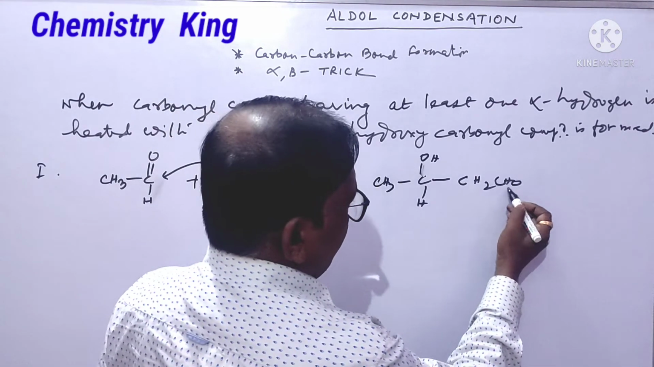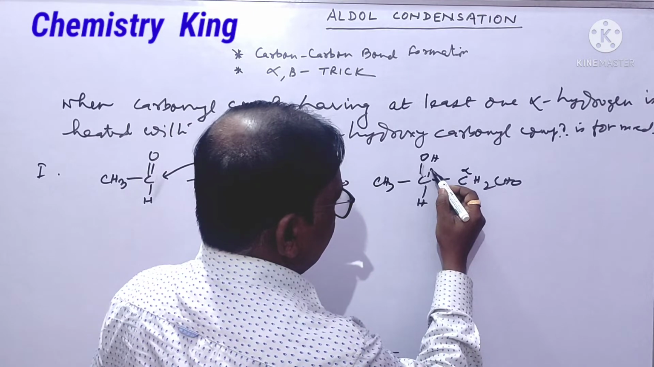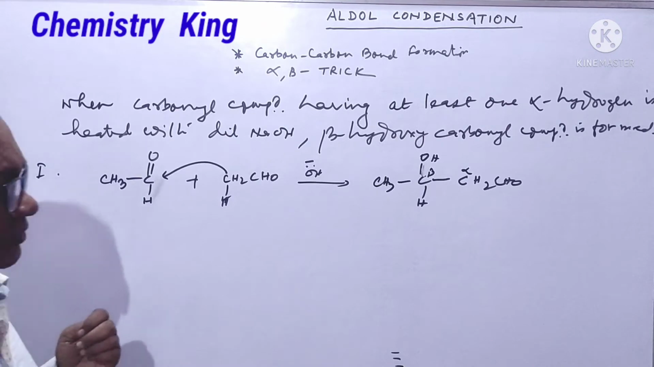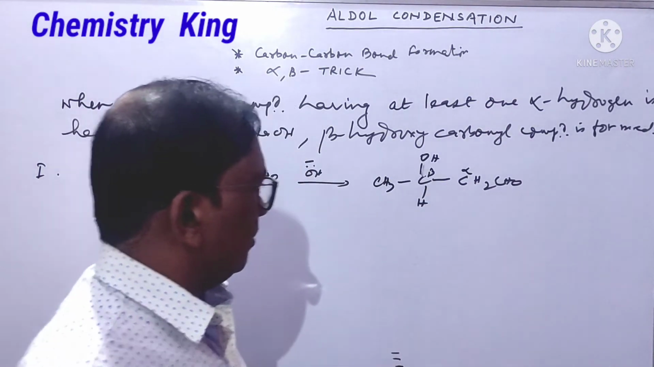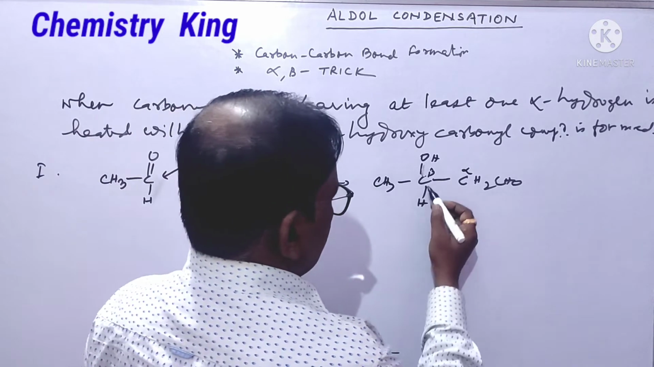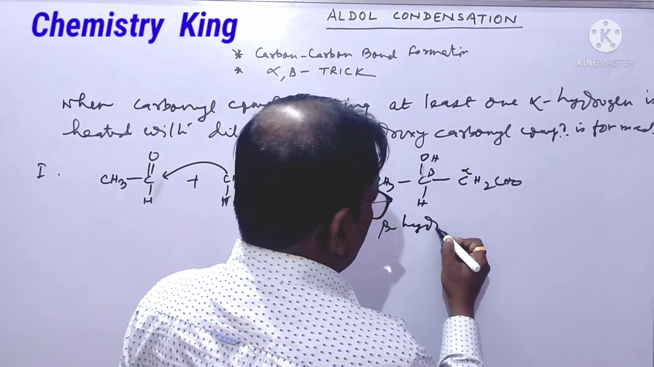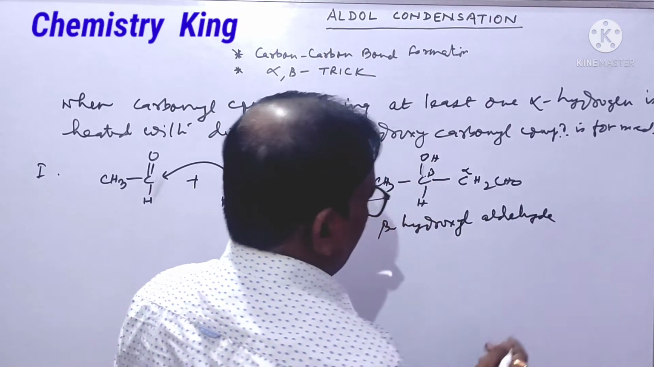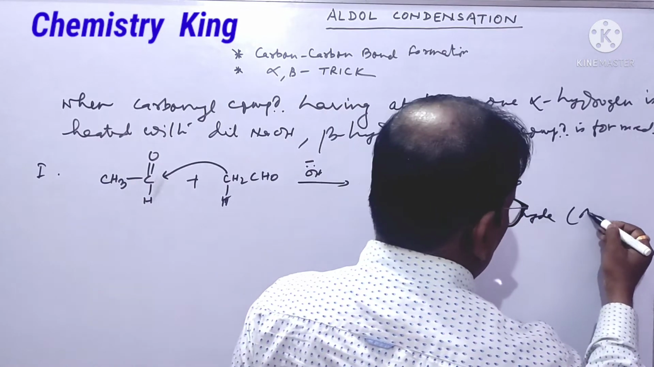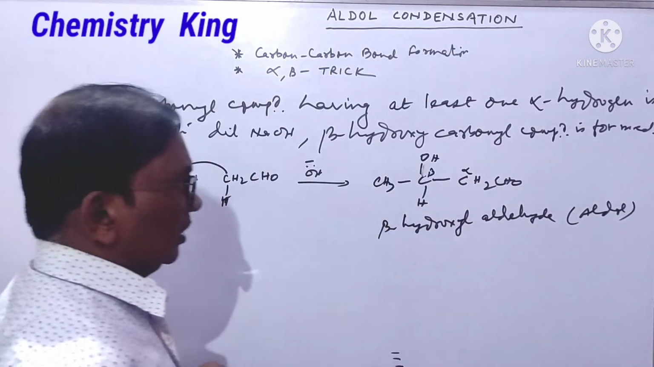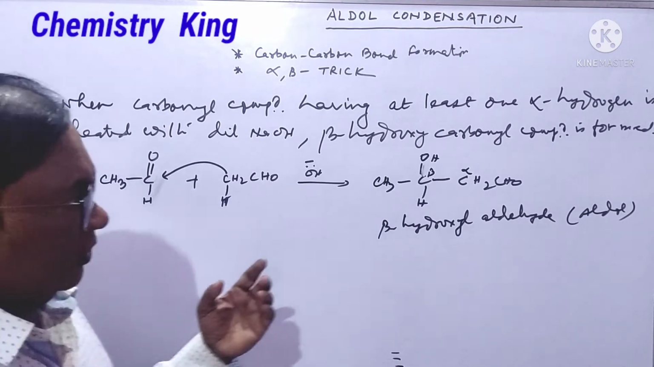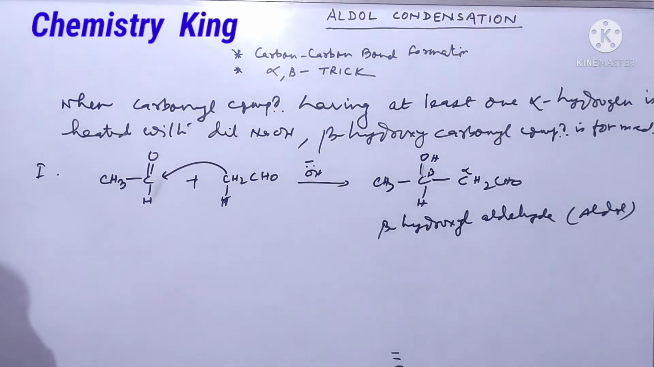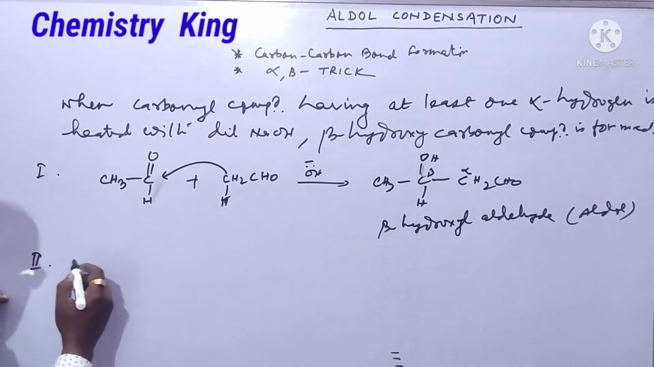Okay? It is aldehyde group, it is alpha, it is beta. So, new alpha-beta bond is formed here. New alpha-beta bond is formed. It is beta hydroxy aldehyde, and it is ald, so it is called aldol. It is the first reaction of aldol condensation, and on the basis of name of the product we say the reaction aldol condensation.